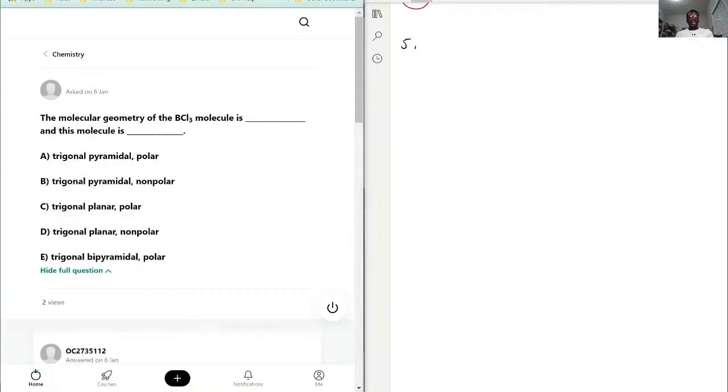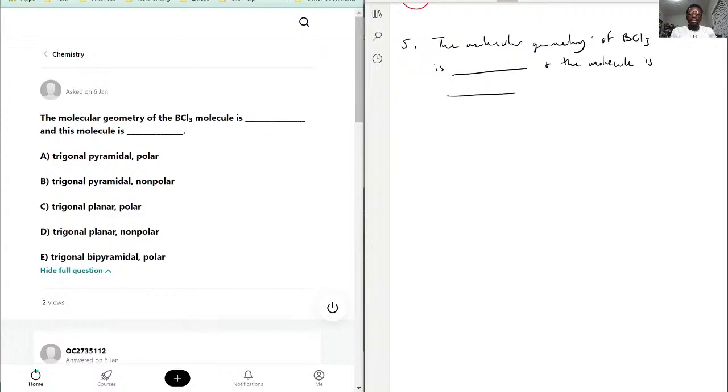So, with that being said, we have a new question here. The molecular geometry of BCl3, so that's boron chloride, if I remember correctly, is blank, and the molecule is blank as well. So with this one, actually, to be able to solve this question, we still need to know our Lewis dot diagram, okay?